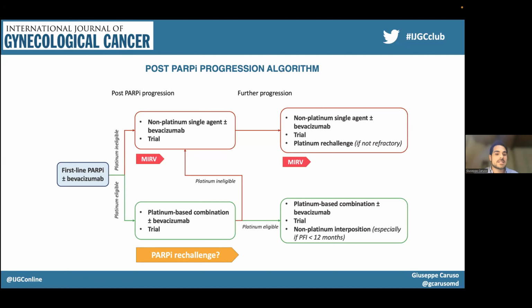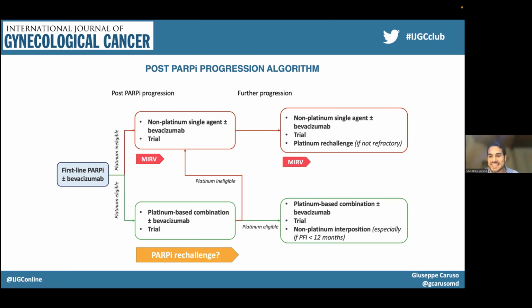And we know that the concept of platinum-free interval has several limitations, but we still continue to use it in clinical practice to guide our decisions. So as you can see, we have platinum-eligible patients that receive a platinum-based combination with or without bevacizumab. And here I want to say that we should probably rediscover the role of non-platinum interposition, especially after the first relapse, as this could be particularly effective after PARP inhibitor.